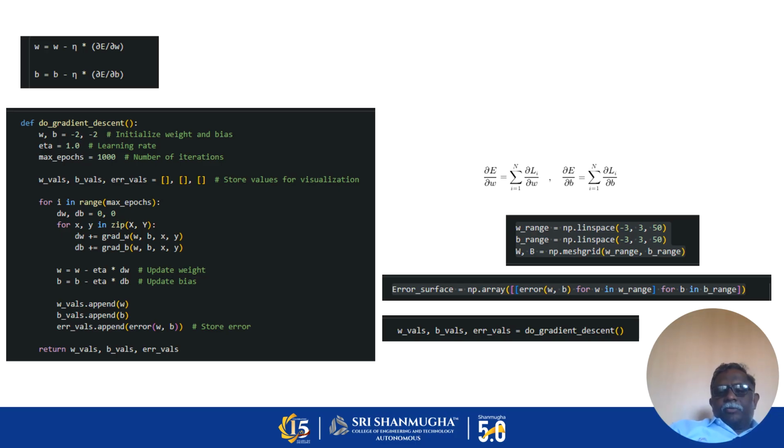This is for the case of the 3D plot. We use -3 to 3 for w, and b is -3 to 3, with 50 grids. For the error surface we use this, which takes the values from here. The updated weights and bias are taken from this value.